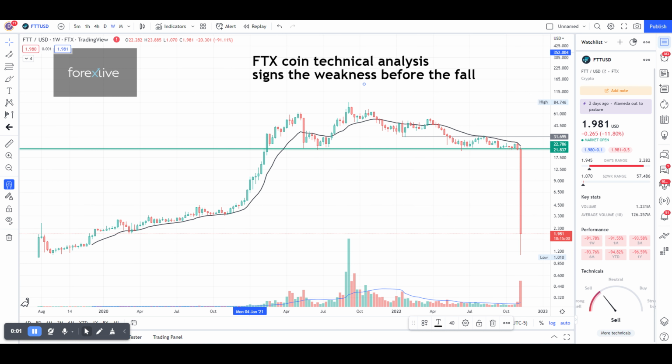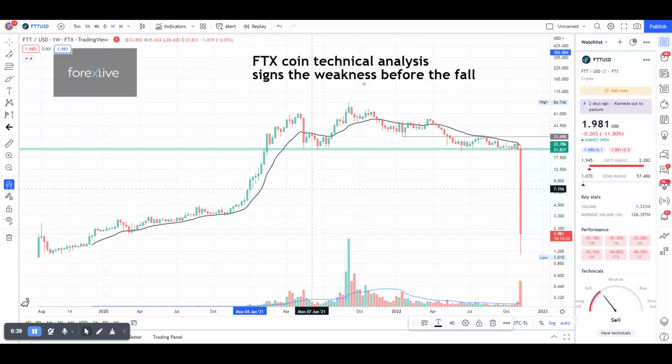Hello, this is, in hindsight, a technical analysis view of FTX. There's a lot of chaos that FTX coin has caused, and FTX themselves. The FTX coin is FTT, and I would like to take this opportunity to show some signs of weakness before the fall. This is for a learning perspective and not a forecasting perspective, obviously, and I'm not talking about what FTT will do in the future.